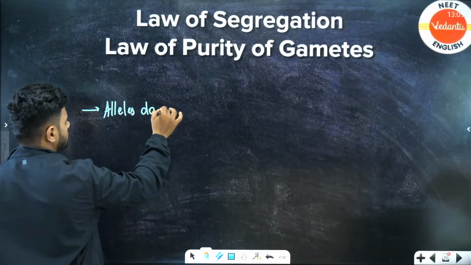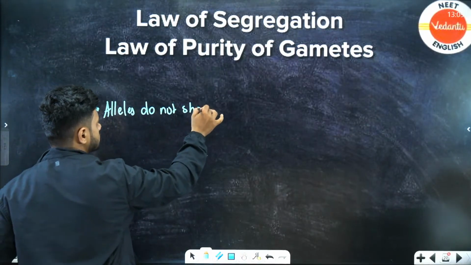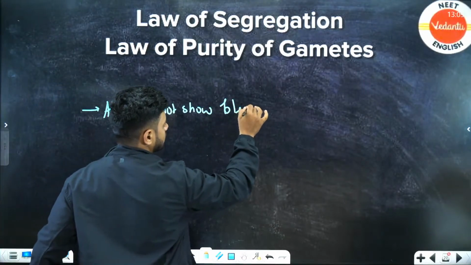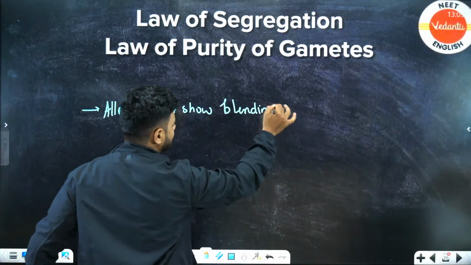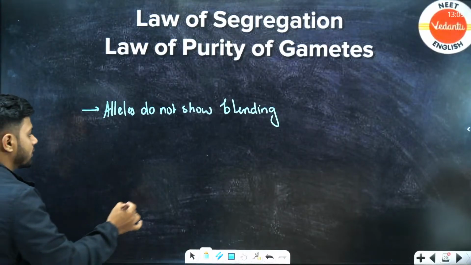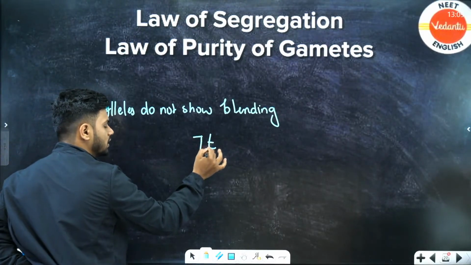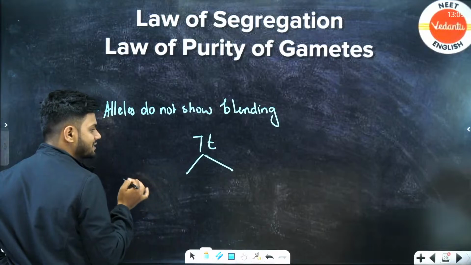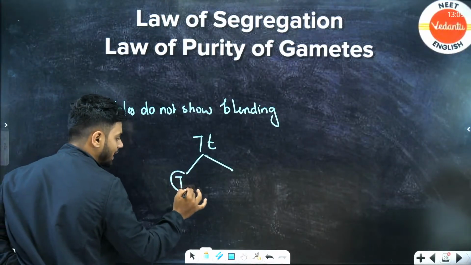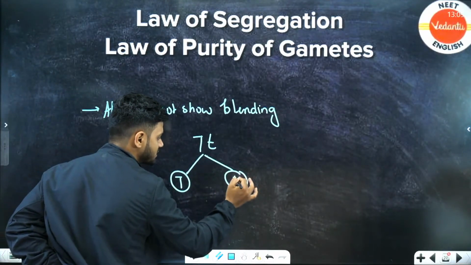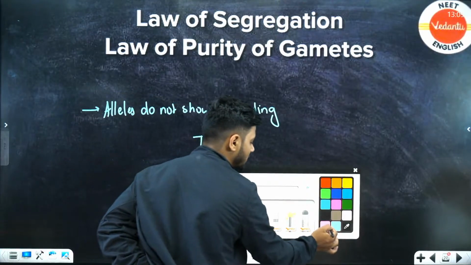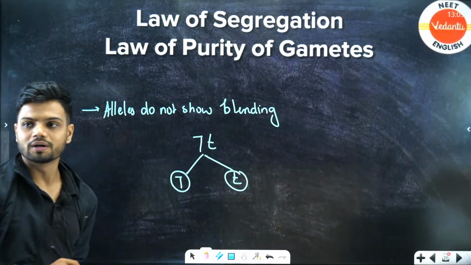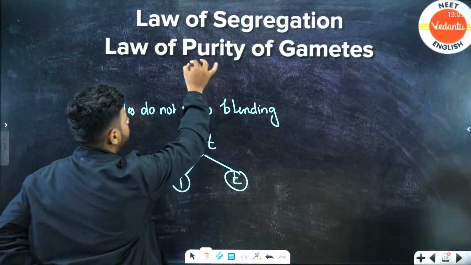Alleles do not show blending. For example, we have capital T, small t here. They will segregate, and we end up getting gametes, capital T gamete and small t gamete. Students, it is also called the law of purity of gametes.